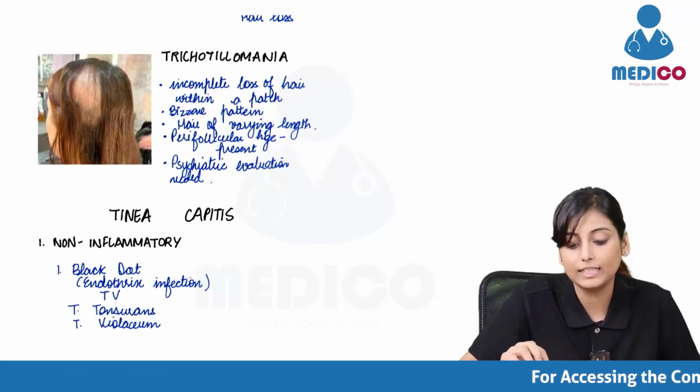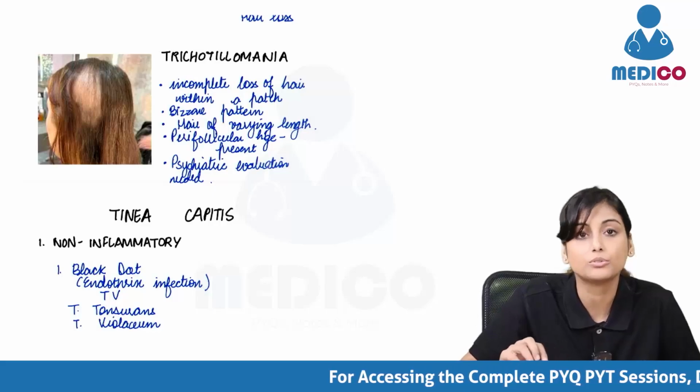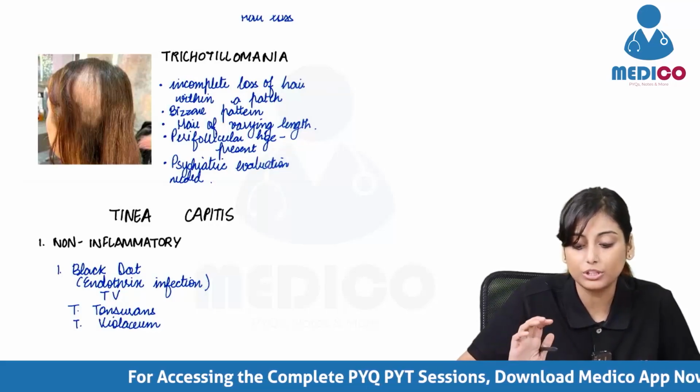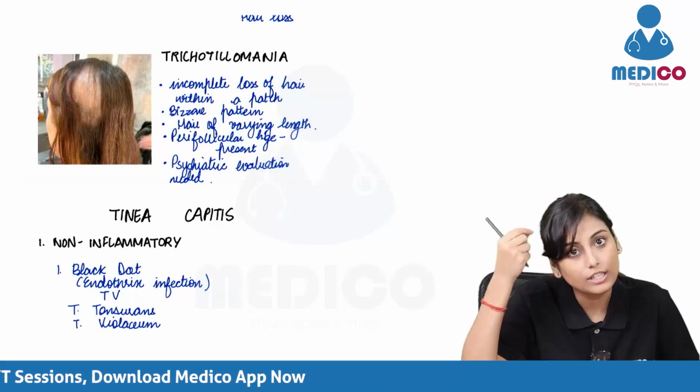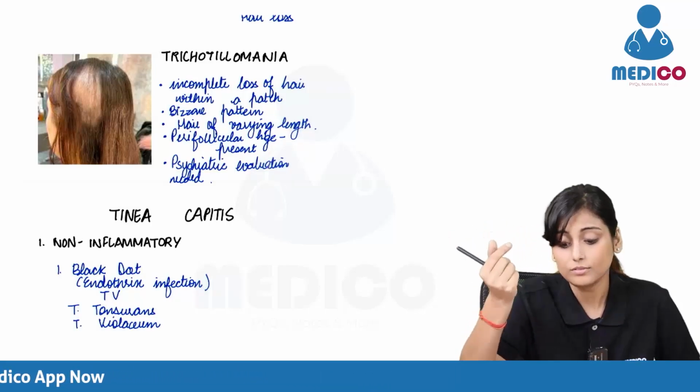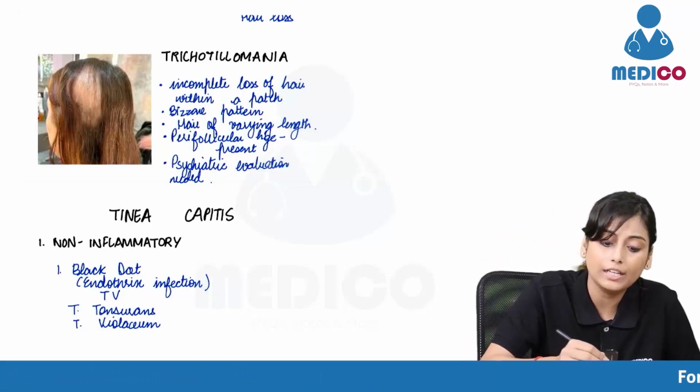Trichotillomania is basically a psychiatric disorder in which patients have OCD, but it comes under OCD only. Patients have a tendency to pluck their hair. They'll keep pulling out their hair, and you will see that there is an incomplete loss of hair.